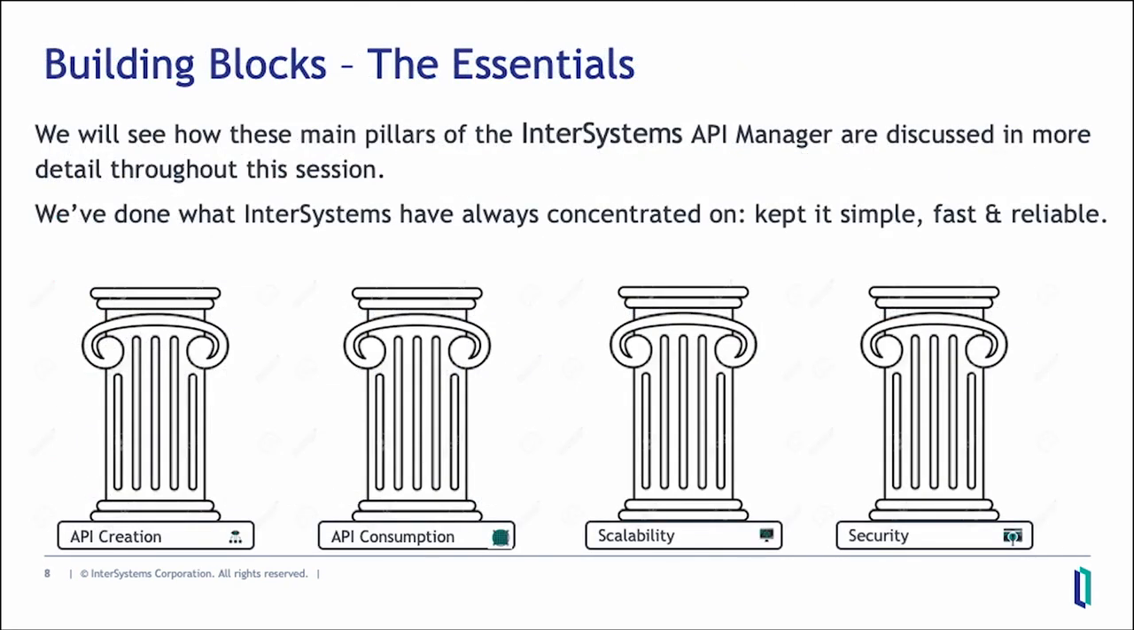Okay, so throughout InterSystems history, and we're talking about 40 years, what we've tried to do is to kind of keep it simple, keep it reliable, and keep it fast. And we're applying those same concepts to the API manager. So it's the ability for API creation, which we'll see, consuming APIs, the scalability, and the security. And without the last two, nobody is going to want to know about it.